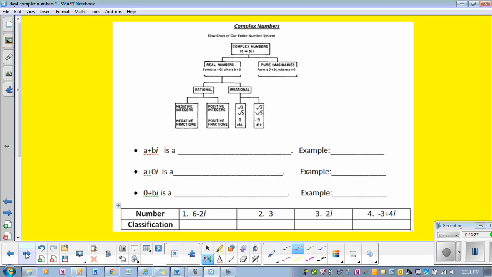Listen. A plus bi. Here's the number system, including complex numbers. Here's the thing, guys. A is the real part. B, or the number that has the i with it, that is your imaginary. Any number that has the i with it is the imaginary. If you have a real and an imaginary together, this is a complex number.